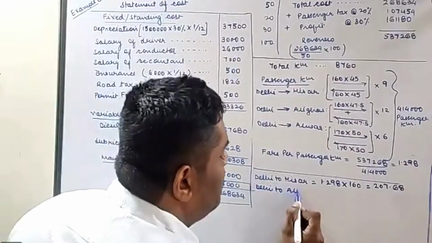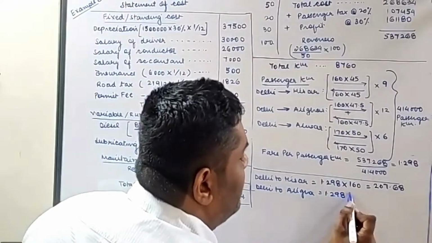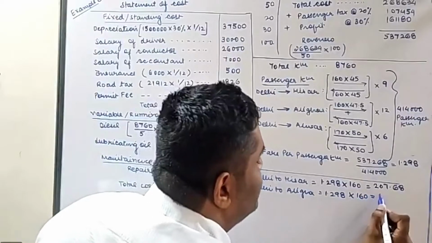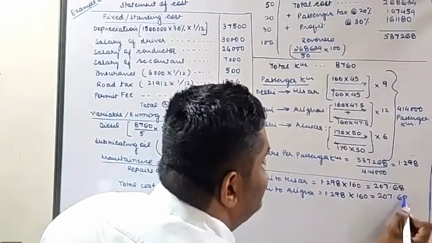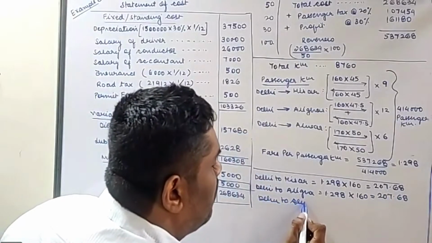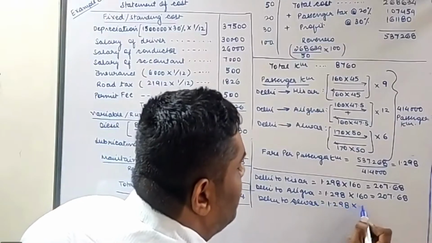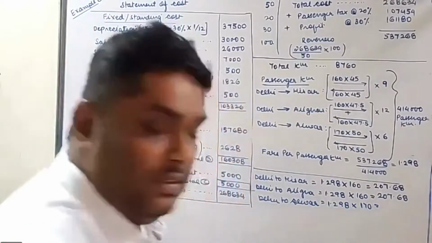Delhi to Aligarh, again 1.298 into 160 kilometers. So this will be 207.68. And from Delhi to Alwar, it is 1.298 into 170 kilometers.